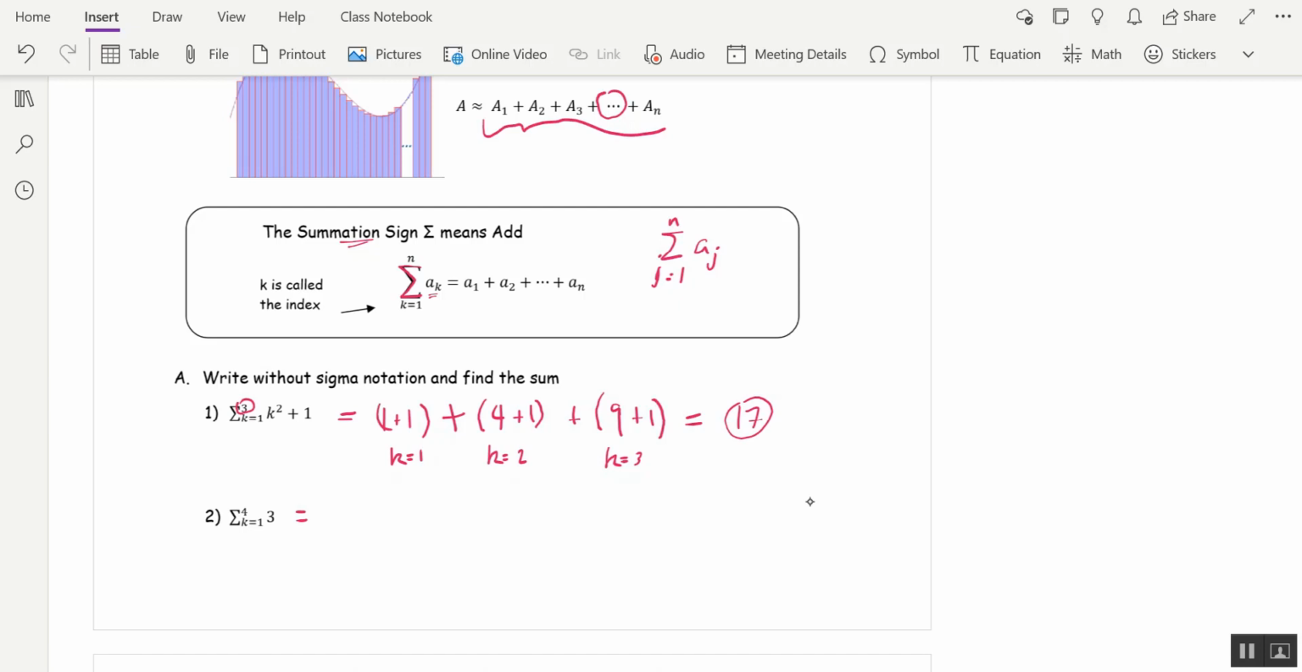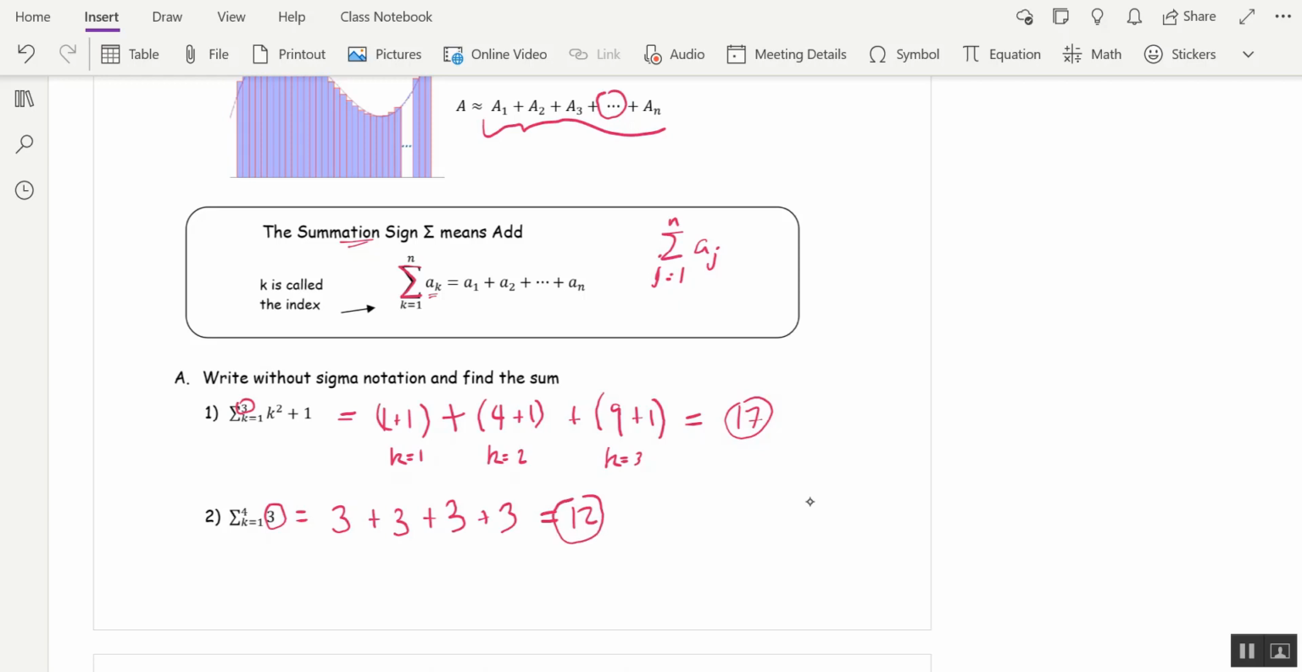Okay, next one. When k is 1, the formula reads 3. Then we add on the value when k is 2, which is 3. This is a tricky one because it's so easy. There's no k in the formula, so you're just adding a constant 4 times. This is k equal 1 to 4, you get 3 each time, and so your value is 12.